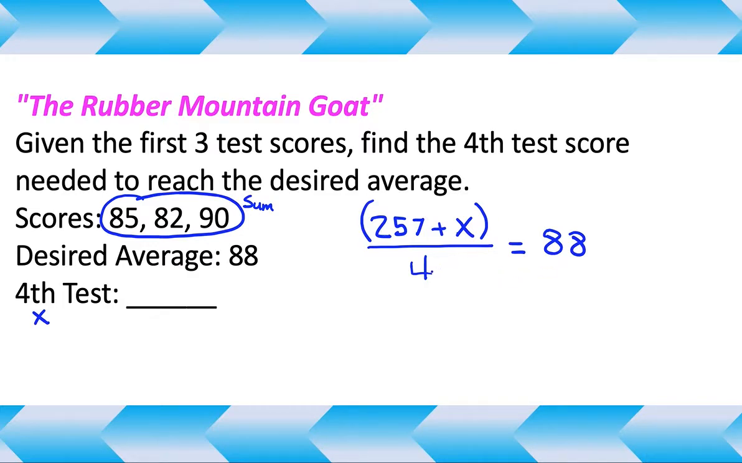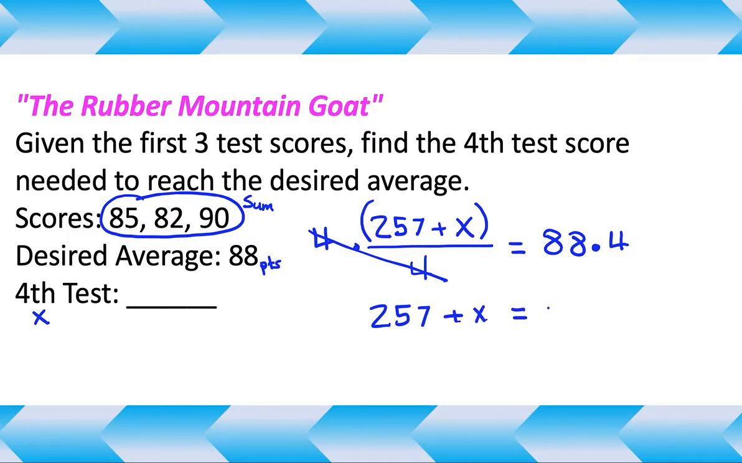Well, it's all set up for you, so let's go ahead and get rid of that divide by 4. So let's multiply both sides by 4. What is this giving us? If you think about it this way, if you want to average 88 points on four tests, that means you need to basically score 88 four times, all right? And if you've already scored 257 and an unknown amount, 88 times 4 is a number.